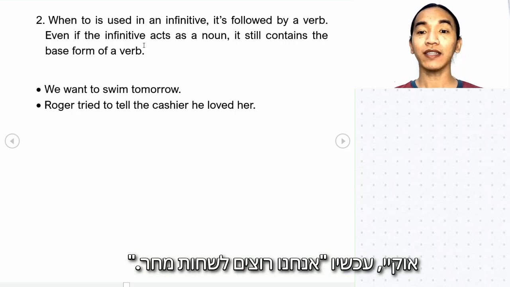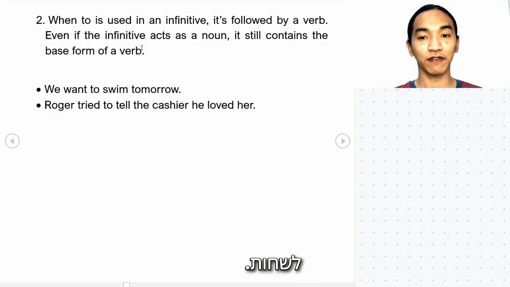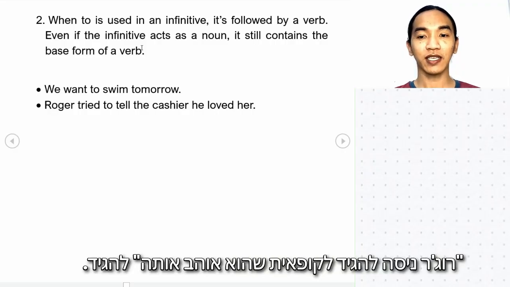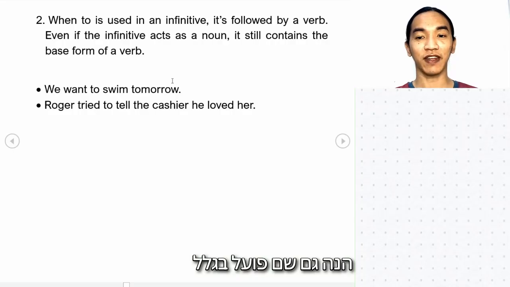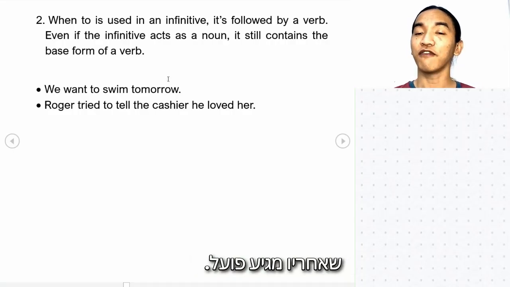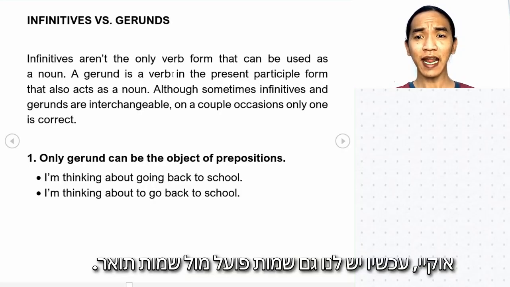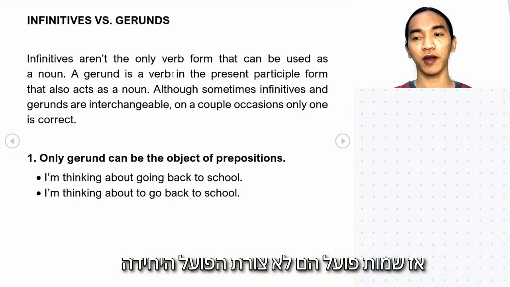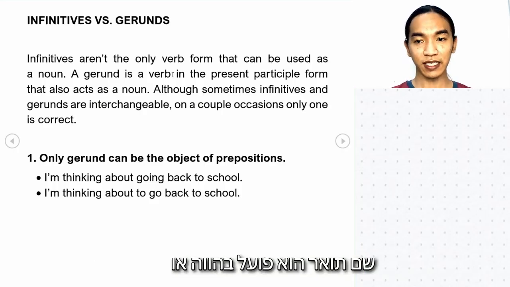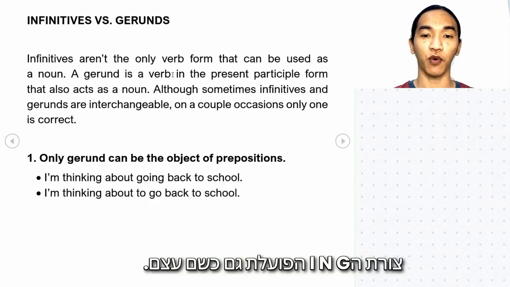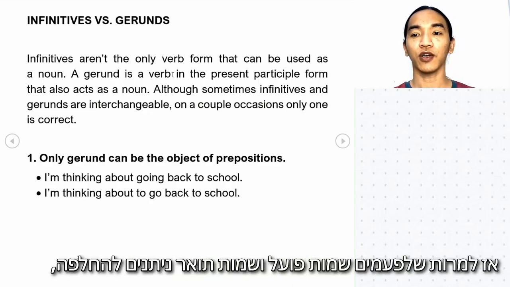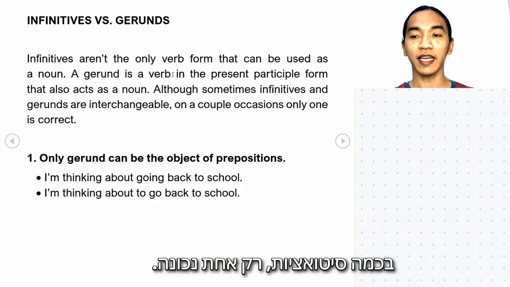Now, we want to swim tomorrow. Here it's an infinitive, to swim. Roger tried to tell the cashier he loved her. To tell here is also an infinitive because it is followed by a verb. Now, we also have the infinitives versus gerunds. Infinitives aren't the only verb form that can be used as a noun. A gerund is a verb in the present participle or the ing form that also acts as a noun. Although sometimes infinitives and gerunds are interchangeable, on a couple of occasions, only one is correct.